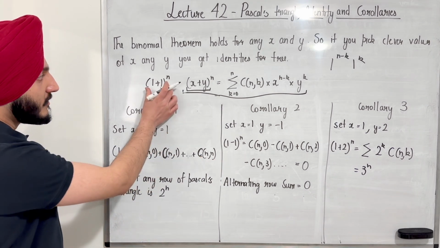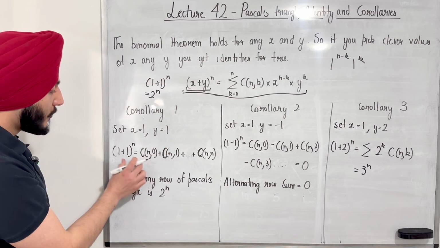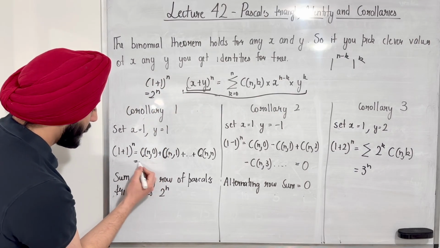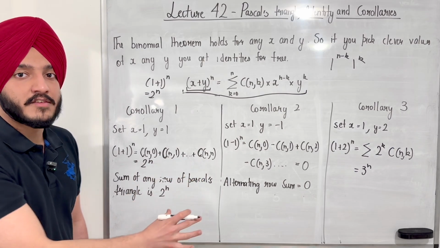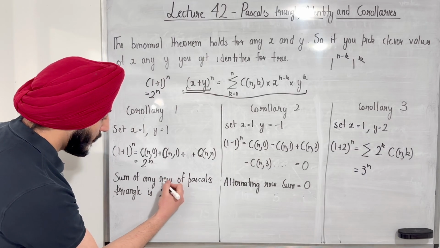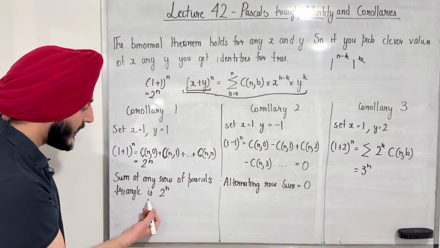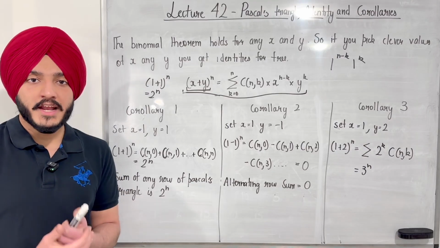Okay, so what is 1 plus 1 to the power of n? It is 2 to the power of n. So 2 to the power of n, if you do this, is pretty much the sum of the coefficients, and that's what the first corollary proves. So the idea is the sum of any row of Pascal's triangle is 2 to the power of n. Very simple to understand. Once again, the idea is simple.